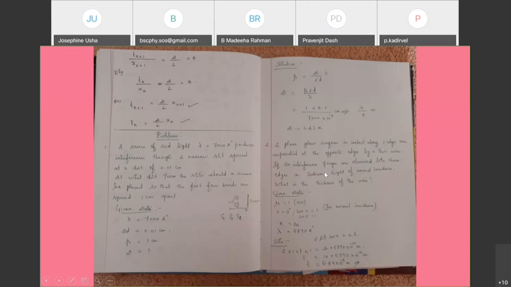Similarly, the next problem. Two plain glass surfaces in contact along one edge are separated at the opposite edge by a thin wire. If two interference fringes are observed between these edges in sodium light of normal incidence, what is the thickness? Which formula do we have to use? First write the given data. For air, mu is 1. It is the constant refractive index of air. And then read this: it is normal incidence. So r is equal to 0 degree. Angle of refraction, there is none.